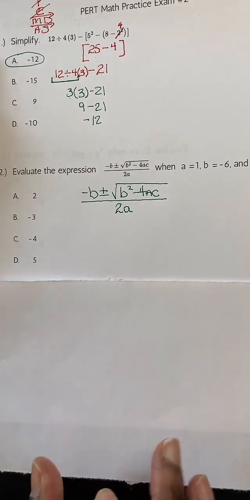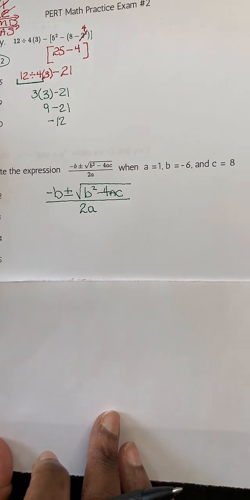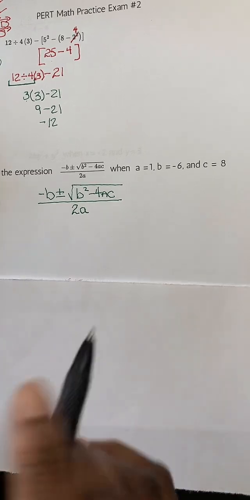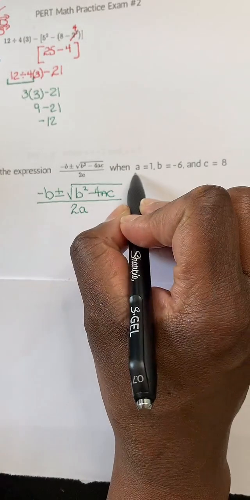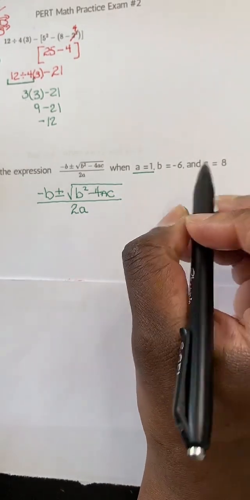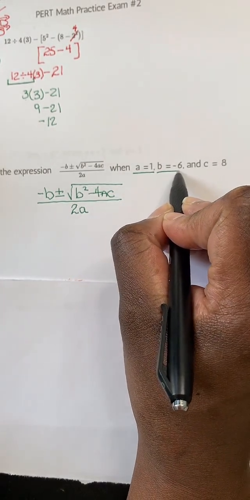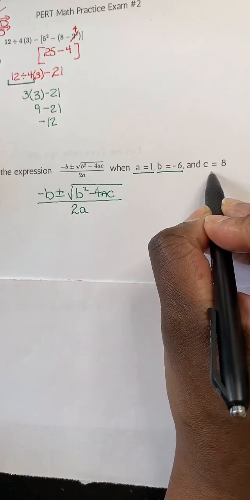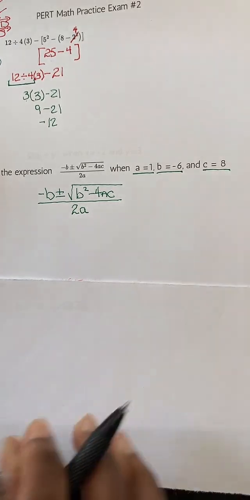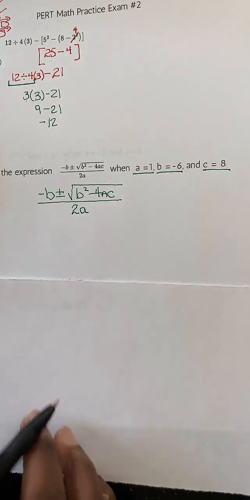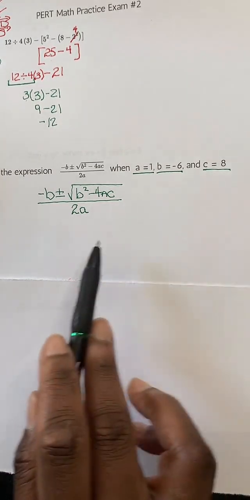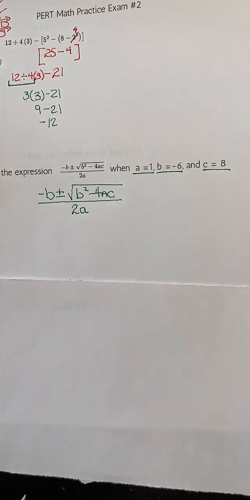Beautiful. All right. So now what they want us to do is evaluate. That means we're doing some kind of substitution. So we have our A equals 1. Our B is going to equal negative 6. And our C is going to equal 8. Okay. So we are plugging these things into the equation.